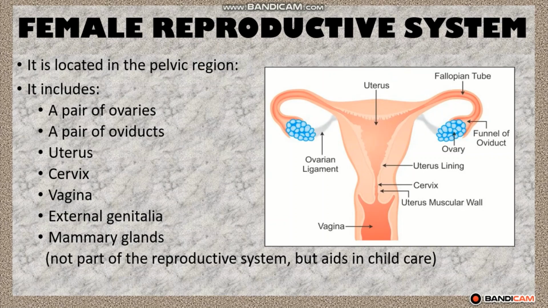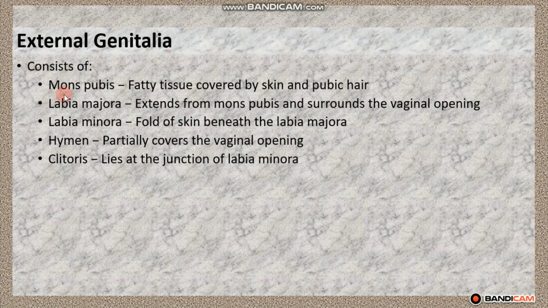Let's see these in written form. The external genitalia consist of the mons pubis, which is fatty tissue covered by skin and pubic hair. The labia majora extends from the mons pubis and surrounds the vaginal opening. The labia minora is a fold of skin beneath the labia majora. The hymen partially covers the vaginal opening. The clitoris lies at the junction of the labia minora. This is the female reproductive system.